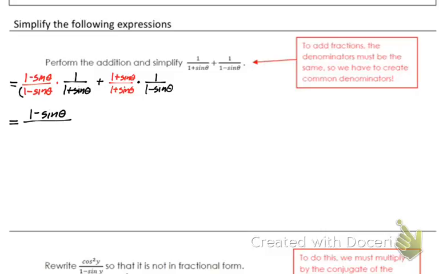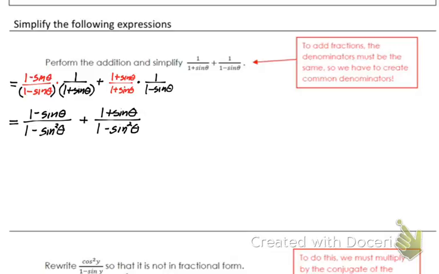On the bottom, I have 1 minus sine theta times 1 plus sine theta, which is just a difference of squares. All right, so I don't have to go through the whole FOIL thing. It's just a difference of squares. So on the bottom, we're just going to have 1 minus sine squared theta. Plus, on top, I have 1 plus sine theta times 1, so it's just 1 plus sine theta. On the bottom, once again, it's a difference of squares, so it just becomes 1 minus sine squared theta.